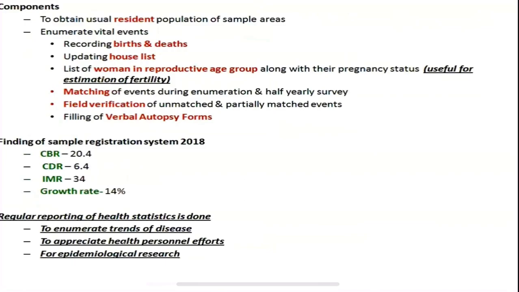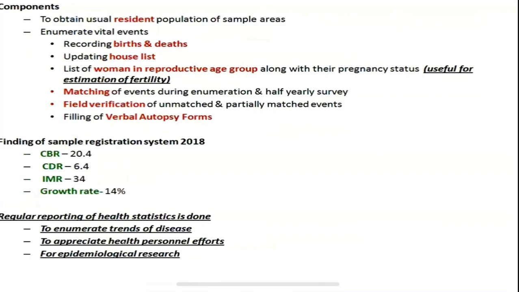Why are we asking about the pregnancy status of the reproductive age group of the women? It is to know the fertility estimation can be done. Fertility rates or the estimation of the fertility can be done. And also we are matching the events during enumeration and half yearly survey. Under the enumerator, we enumerated the fertility and mortality data. Now the half yearly survey, independent retrospective survey, helps us to match the information obtained. Field verification of unmatched and partially matched events.